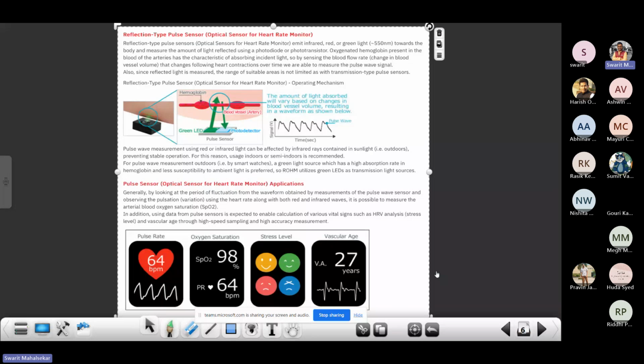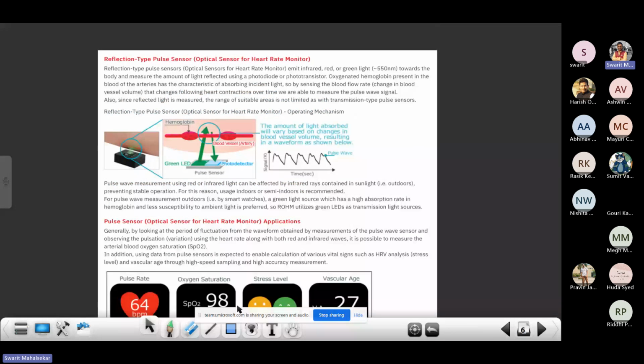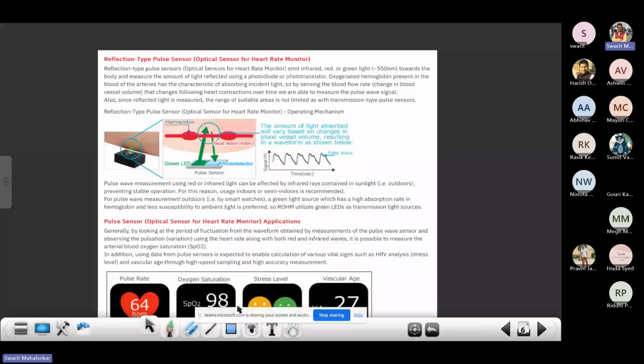We just need to focus upon this paragraph over here. Reflection type pulse sensor, that is the optical sensor, as I had mentioned, for heart rate monitor, emits infrared, red or green color light, whose wavelength is 550 nanometers, towards the body and measures the amount of light reflected using a photodiode or a phototransistor. So as I had mentioned, we have a detector, and the detector can be a phototransistor or a photodiode as well. Okay, great. Now this is the most important point.